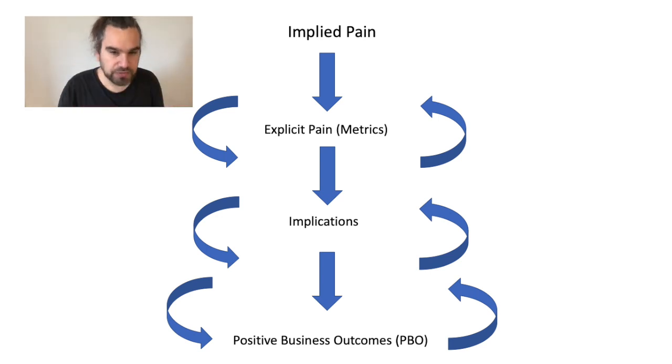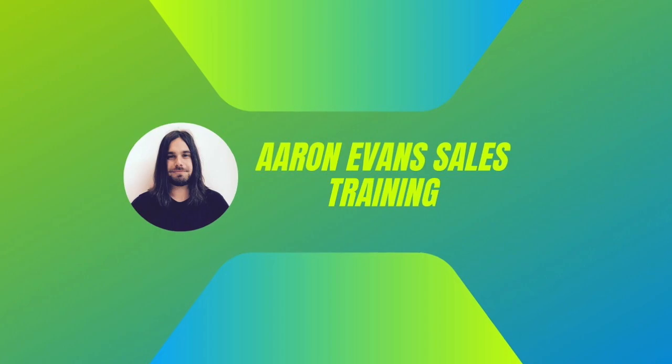Now think about what's going through the customer's mind. It started as a very small pain, like it's taking us too much time, and it goes all the way through to it actually can stop us hitting our overarching business goal. Now, implication and positive business outcome are actually two sides of the exact same coin. One's the positive outcome, one's the negative outcome.